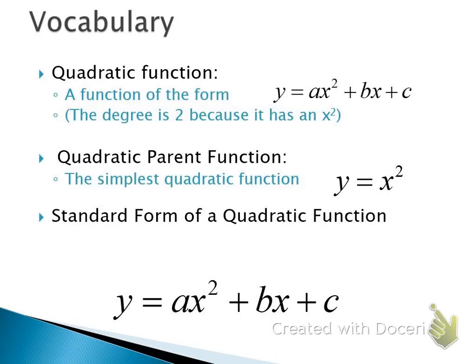A quadratic function does have a standard form, and it's what we've been looking at, y equals ax squared plus bx plus c. We want to make sure that we can write the quadratic function in standard form. I want to make sure that it's in standard form before we try to graph. It just makes it a little bit easier. Okay?